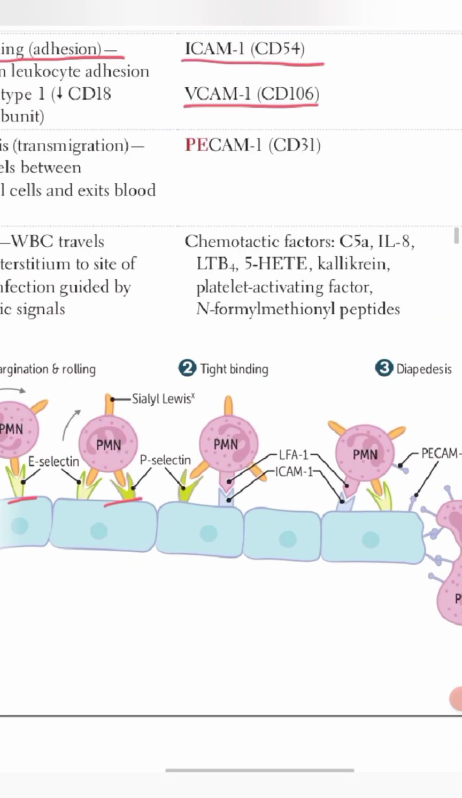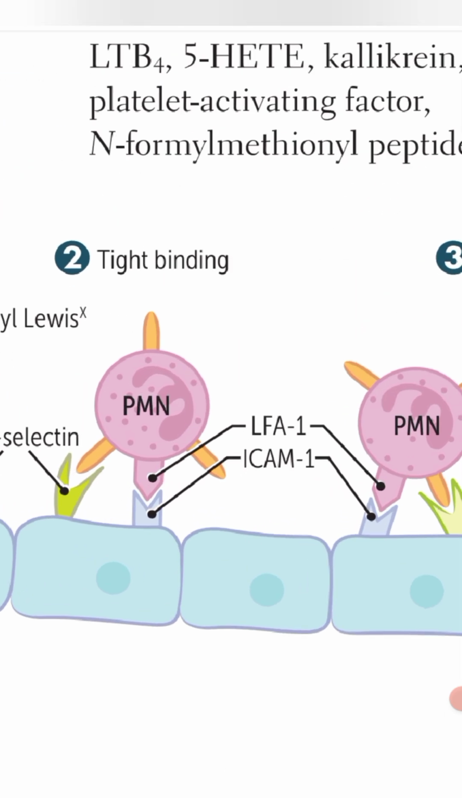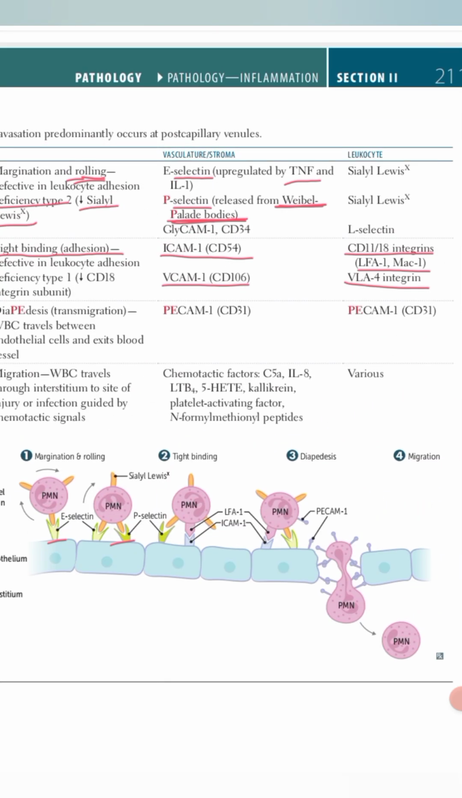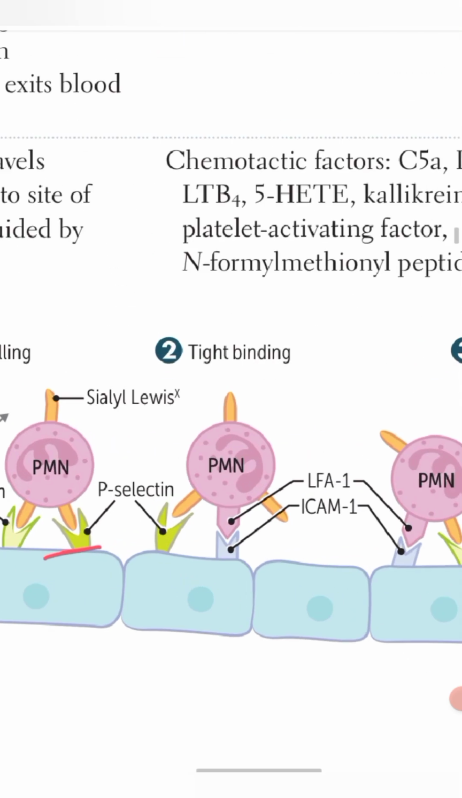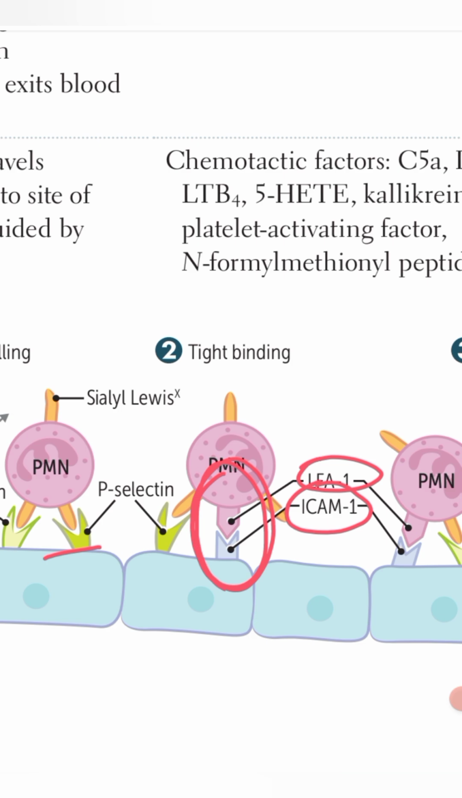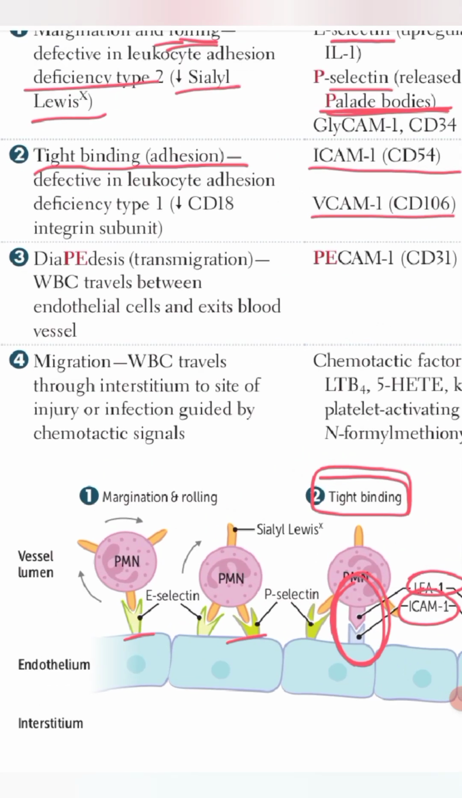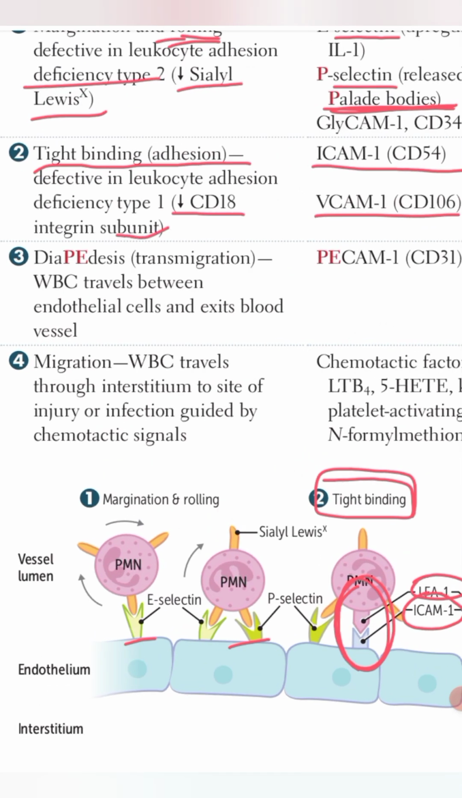What happens is that LFA1 and VLA4 are present on the surface of leukocytes, while their ligands ICAM and VCAM are present on the endothelium. Their interaction occurs, and there comes the tight binding of the WBCs to the endothelial cells. This was the second step. And if there is deficiency of CD18 integrin subunit, there will be leukocyte adhesion deficiency type 1.